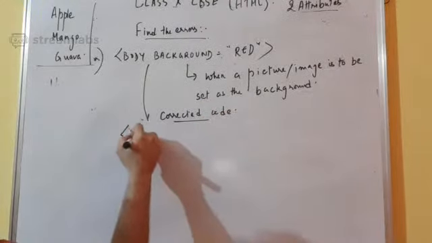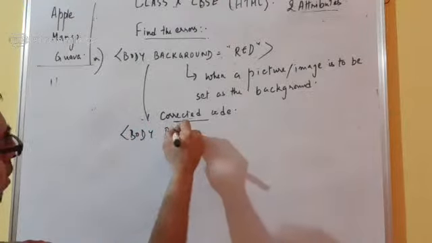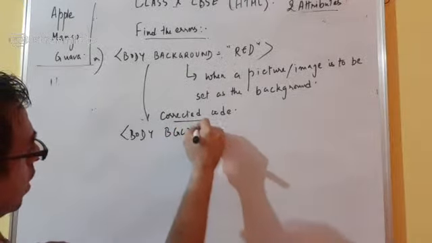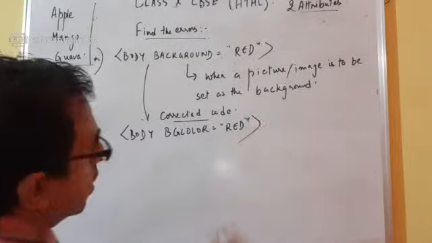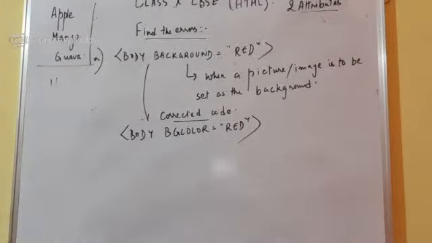your body BG color. Okay. BG color equal to red. So this should be the correct one. Okay. So this is the corrected code. I hope this is clear to you.